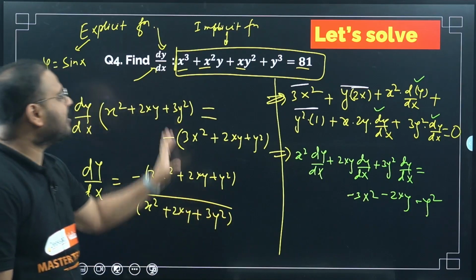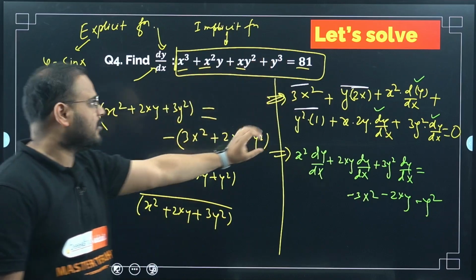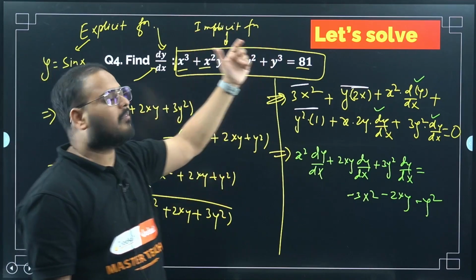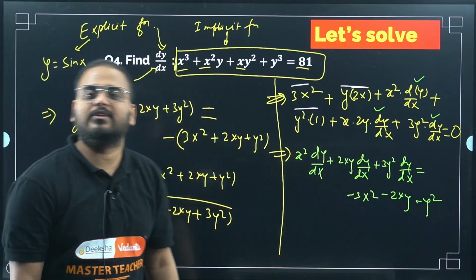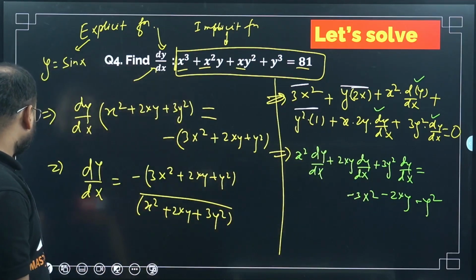Simple question, not that difficult, but it looks difficult because it is in the form of an implicit function. So we have to do it with the help of chain rule. I hope this is clear.